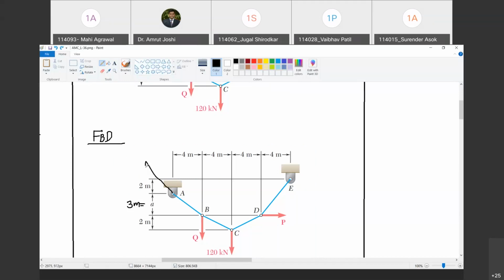So let me incline it along AB. And then what is the angle that it makes with horizontal? Let me call this angle alpha. So what will be alpha? Tan inverse of, bolo.